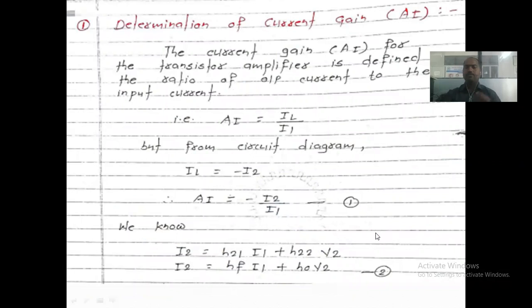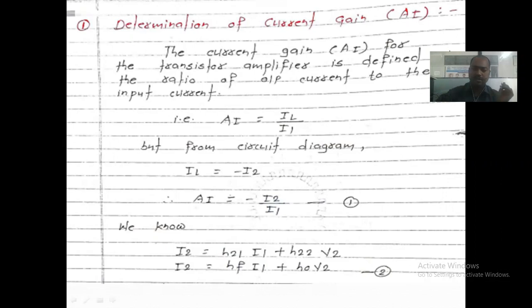Now we have to find out the 4 things, that is AI, AV, then RI and RO. AI indicates current gain, right? AV indicates voltage gain. Then RI indicates input impedance. RO indicates output impedance, right? So we know the determination of current gain. Any gain is nothing but the ratio of the output to the input. So current gain is the ratio of the output current to the input current, right?